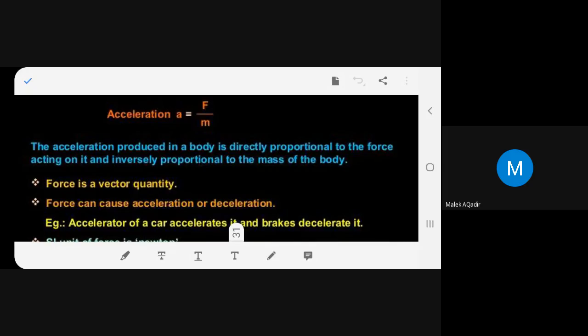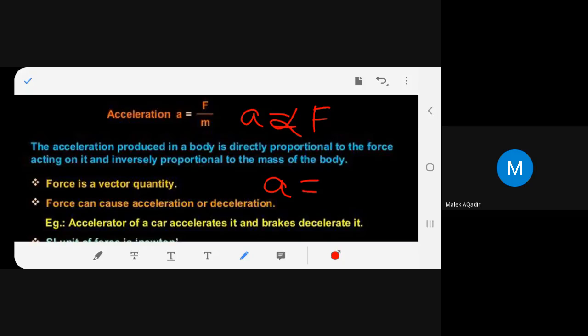The acceleration produced in a body is directly proportional to the force acting on it and inversely proportional to the mass of the body. Okay, just a moment. Now A is equal to F. You agree? Yes, ma'am. So it becomes directly proportional, right? Now the next one is A is equal to 1 upon M, right? Yes, ma'am. So it is inversely proportional to mass.